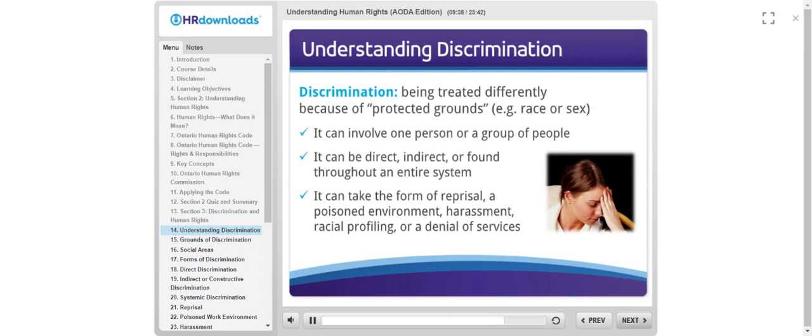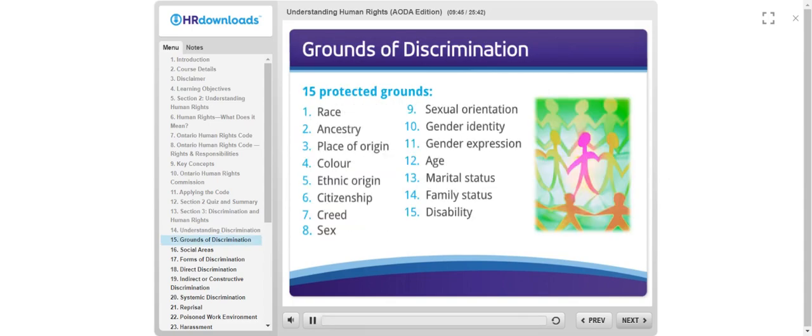In the next few slides, we will discuss the grounds of discrimination, the key social areas affected by the Code, and specific forms of discrimination. Part 1 of the Ontario Human Rights Code lists the grounds of discrimination. In total, there are 15 protected grounds. All of these areas are considered to be a protected ground.